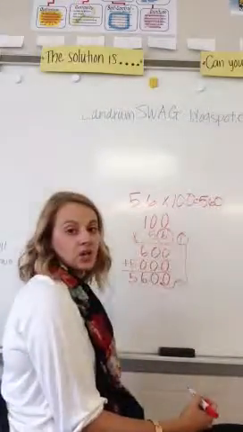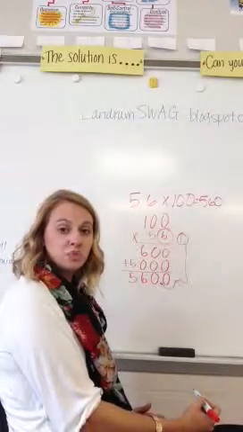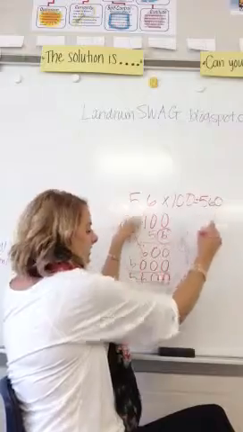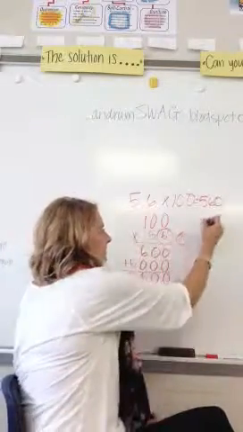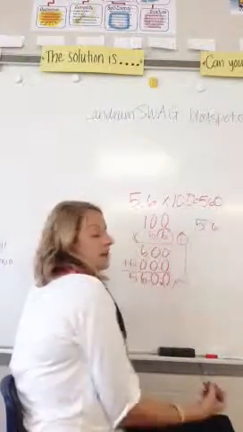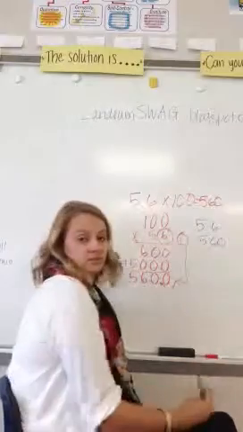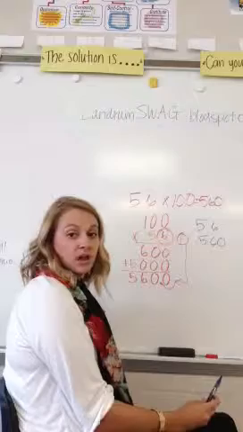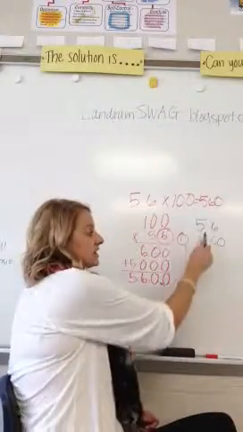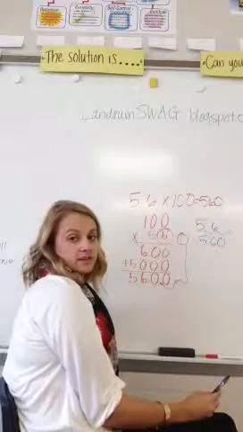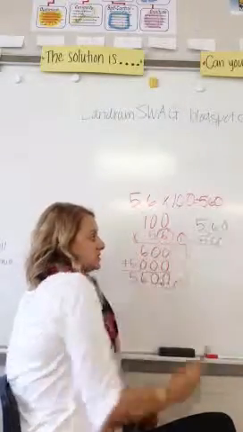560. So if you look at the pattern when you multiply by anything with a 0, I started off with 5.6 and I ended up with 560. So when I multiplied by that 100, it caused my decimal to move 2 places to the right. And then I would have filled that empty space with the 0.